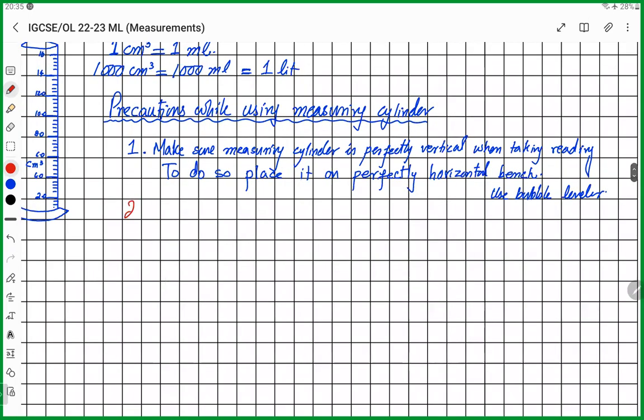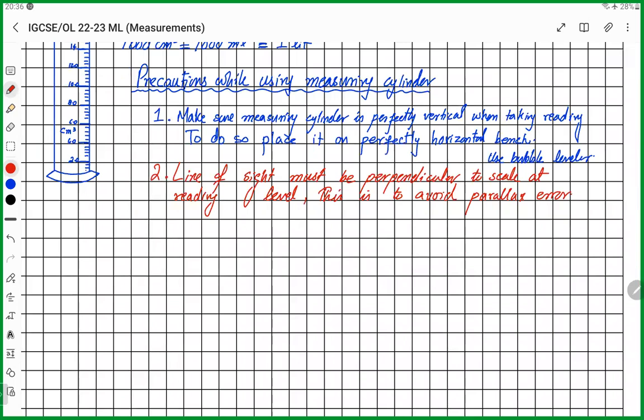Number two, line of sight must be perpendicular to the scale at reading level. This is to avoid what? What error do we avoid by keeping the line of sight perpendicular to the scale? Parallax error. Exactly. This is to avoid possible parallax error. So we can avoid parallax error if we keep the line of sight perpendicular to the scale.